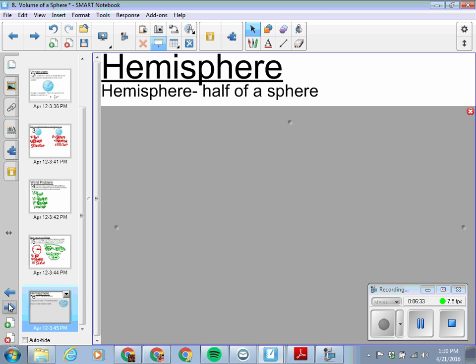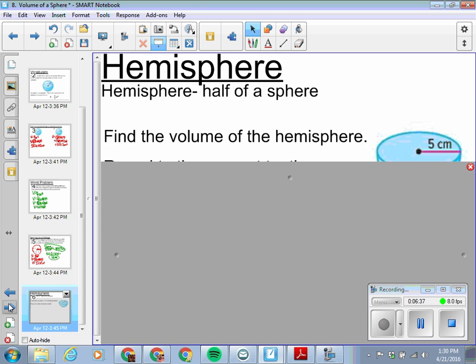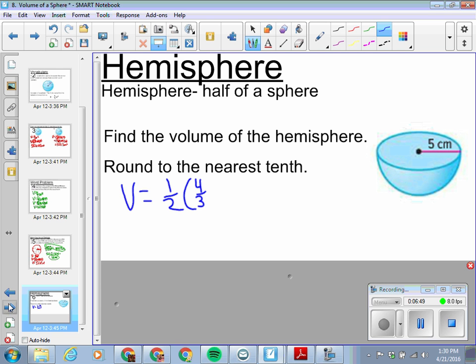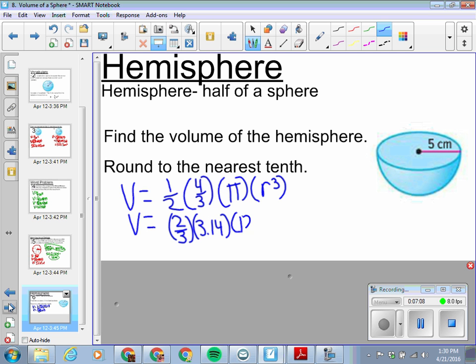Finally, we have a hemisphere, which is half of a sphere. So we find the volume of the hemisphere and round to the nearest tenth. So we're taking this whole thing. Basically, our formula would be 1/2 of 4/3 times pi times the radius cubed. So half of 4/3 is 2/3. So we have 2/3 times 3.14 times 5 cubed, which is 125. Give me a second here, we'll get a final answer. The answer here is 261.6 repeating centimeters cubed.